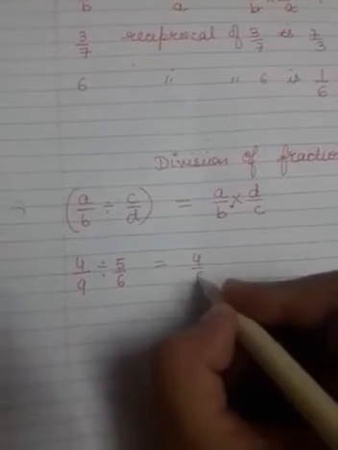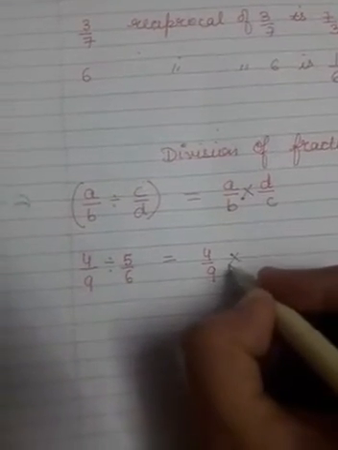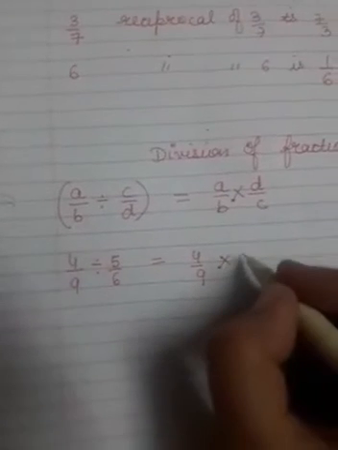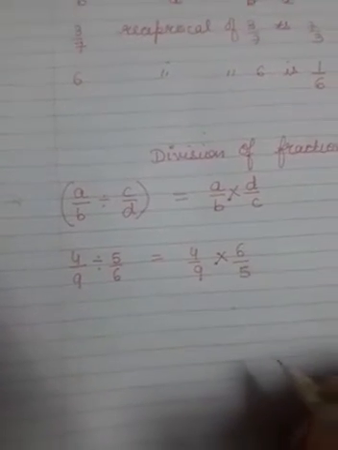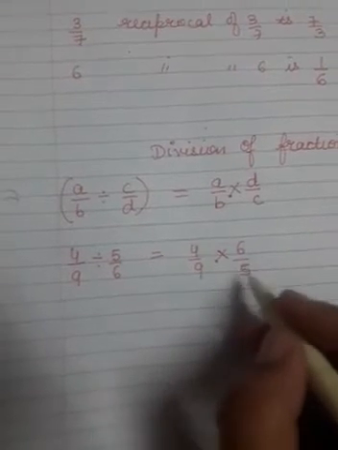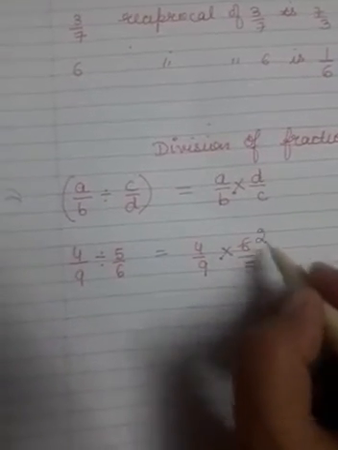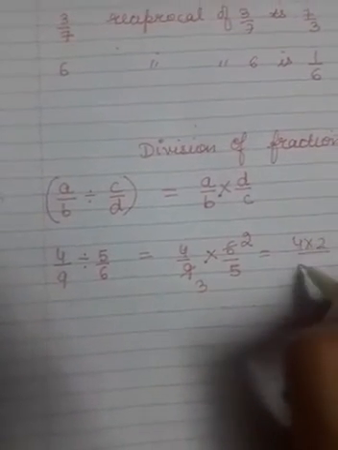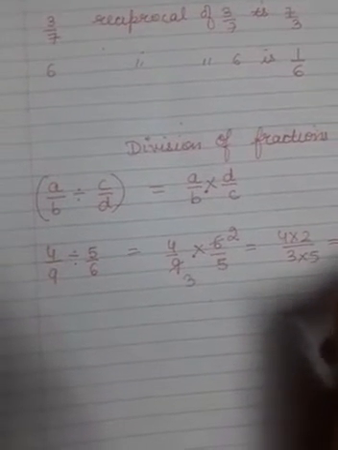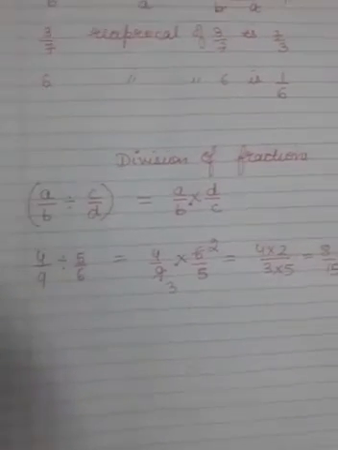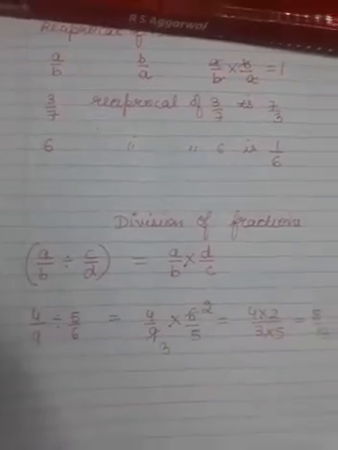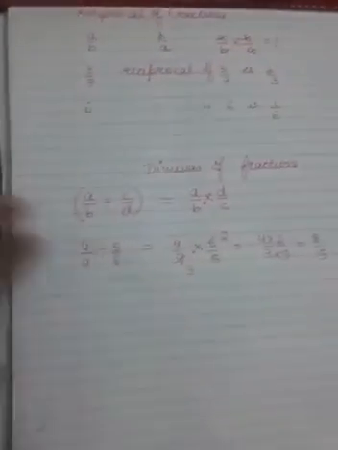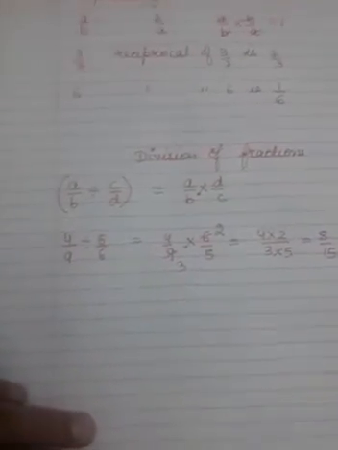So you have to write 4 by 9 as it is. Change division into multiplication. And when you change division into multiplication, 6 comes here and 5 comes here. Now see, are they cutting on each other? Yes, they are cutting: 3 2s are 6, 3 3s are 9. So the answer will be 4 into 2 upon 3 into 5, that is 8 by 15. This is how you are going to solve division with the help of multiplication and the reciprocal of a fraction. So you have to write the reciprocal of a fraction, then you can solve any sum related to division.